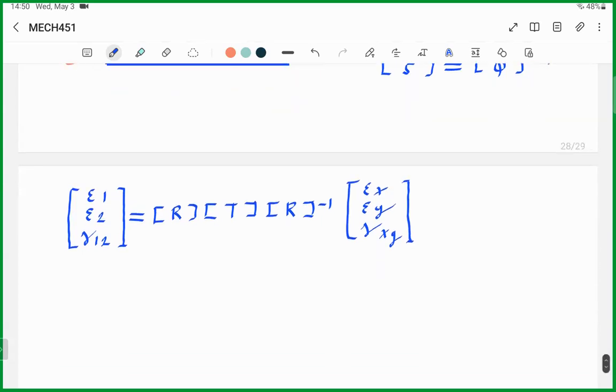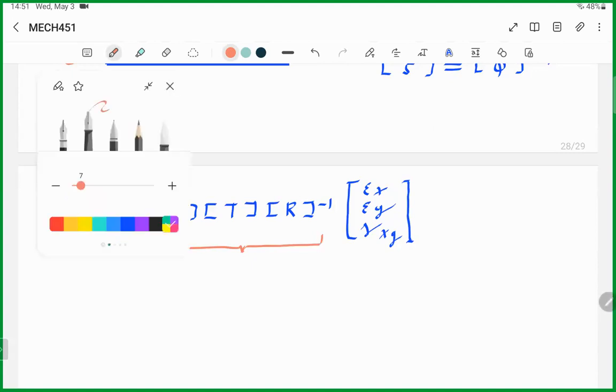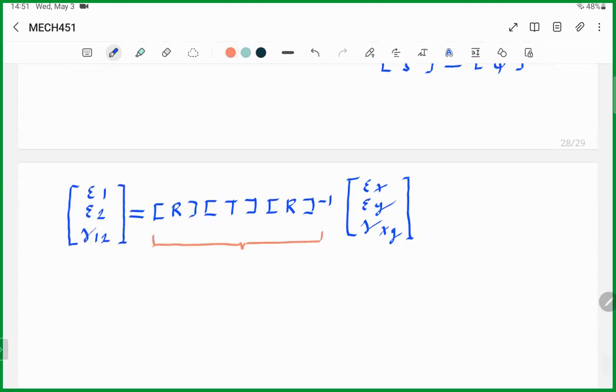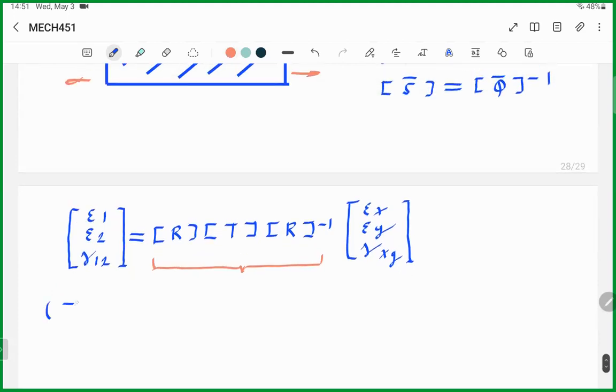I will first invert this and find the inverse relation, which means that you need to determine the inverse of this product, R T R inverse. What is the inverse of this product? That's the question, and you can get some help from linear algebra. We know that the inverse of AB, this product, is written as B inverse times A inverse. This is from linear algebra.